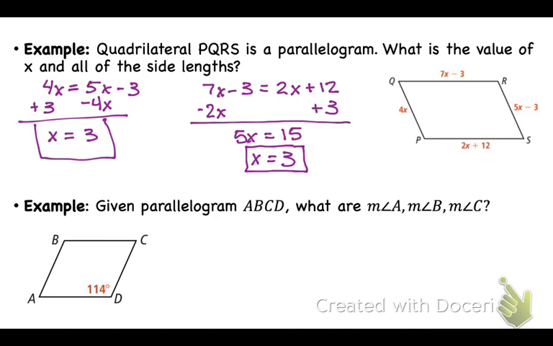So 4 times 3 is 12. And then 5 times 3 is 15 minus 3. And it better equal what? 12. Does it? Yes. Okay. And then 7 times 3 is 21 minus 3 is 18. And the bottom better equal what? 18. So 2 times 3 plus 12 is 18. So did it work out for us?